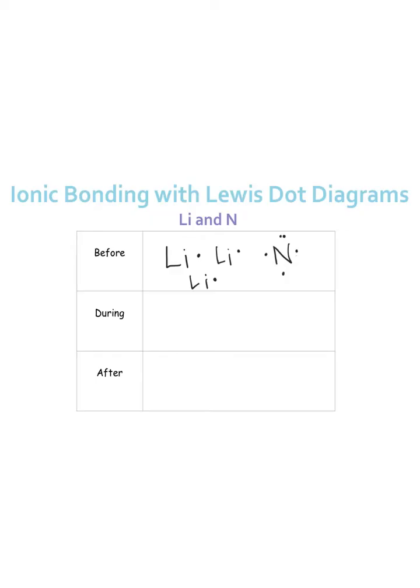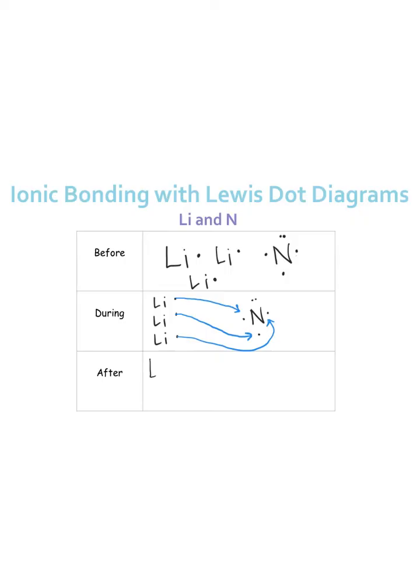So let's move on to the during aspect of this Lewis dot diagram table. So the during part is where we're going to show the valence electrons transferring to nitrogen. So I'm going to draw my 3 lithium atoms, each with their 1 valence electron. I'm going to draw nitrogen again with its 5 valence electrons. And now I can show the act of lithium transferring its valence electrons to nitrogen.